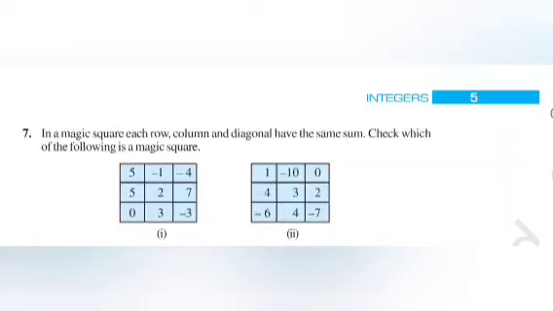So the correct magic square is the second magic square, because 1 minus 10 equals minus 9, and then 4 plus 3 minus 4 plus 3 plus 2 equals, then minus 6, 4 minus 7 equals minus 9. So each column, row and diagonal gives the answer minus 9. So the correct answer is 2.